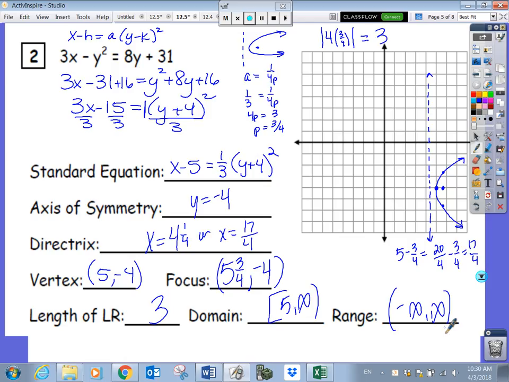So not quite as much stuff to find for a parabola, but stuff that's maybe not quite as common. The directrix and the focus, and then finding that p-value. So knowing a equals 1 over 4p, and the length of the latus rectum or the focal diameter is 4p. Those are going to be things that are very important for parabolas.